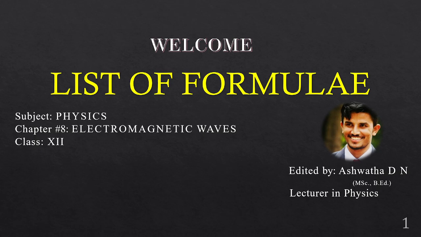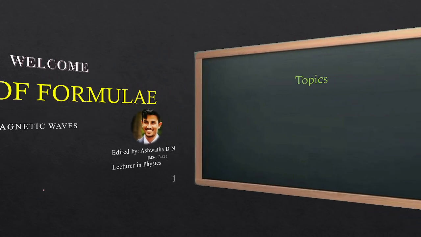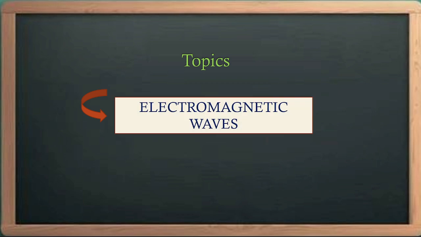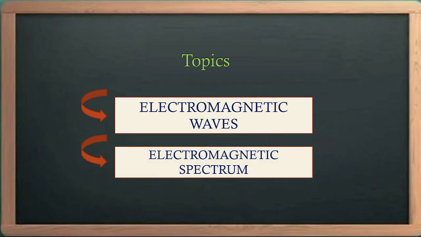In this video, I am going to give the list of formulae from the chapter electromagnetic waves. This is the 8th chapter from 2nd PUC physics syllabus. So starting with the topics, here I have divided the chapter into main topics. One is the electromagnetic waves and electromagnetic spectrum.